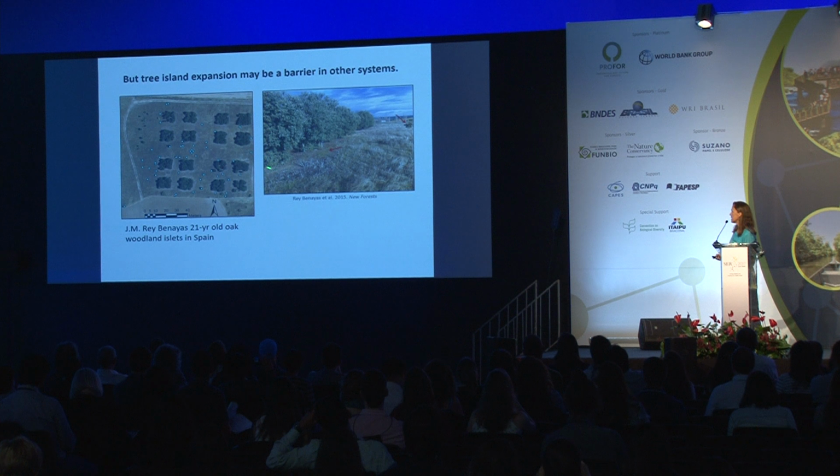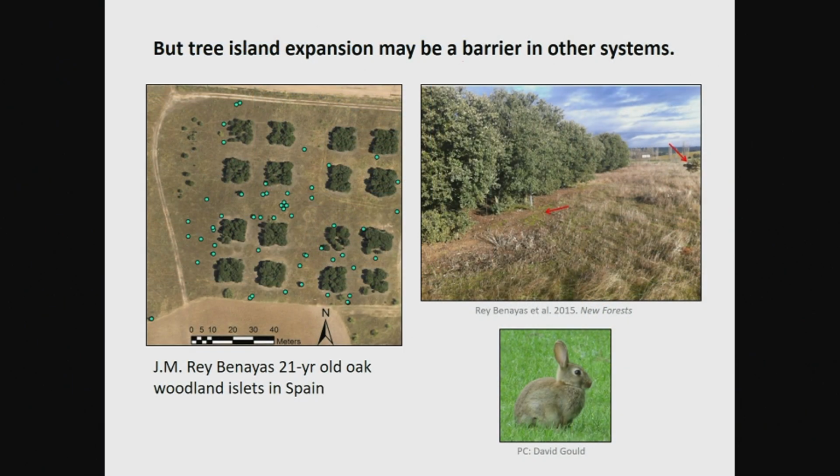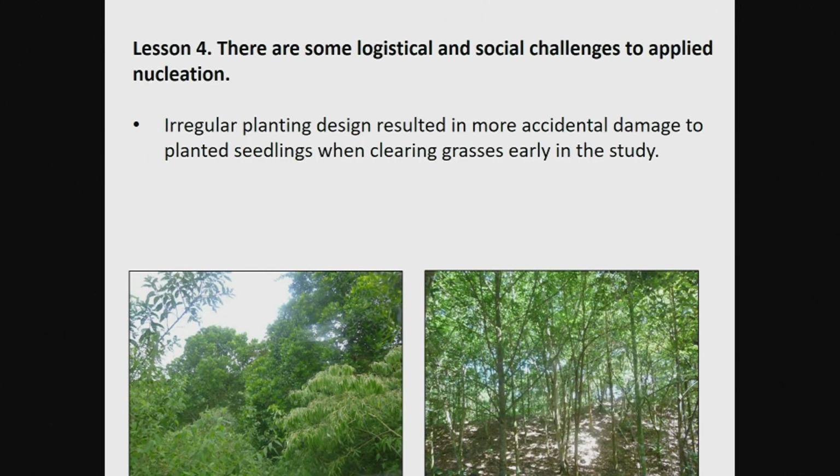And the reason, after doing some studying, is that there's really heavy herbivory at the edges of the islands, largely due to rabbits and other small mammals. I just like to make this point to say that our results don't necessarily generalize everywhere else, and so we're starting to learn more about this approach in restoration across studies.